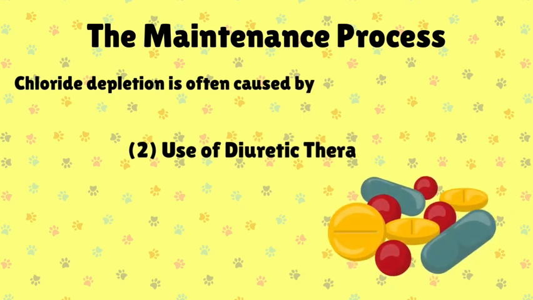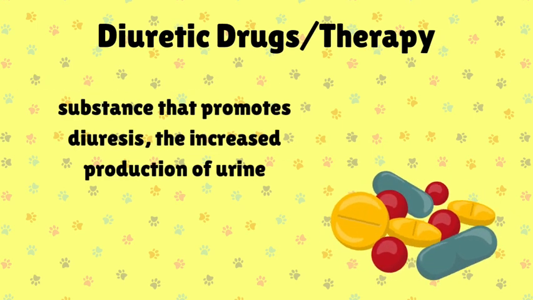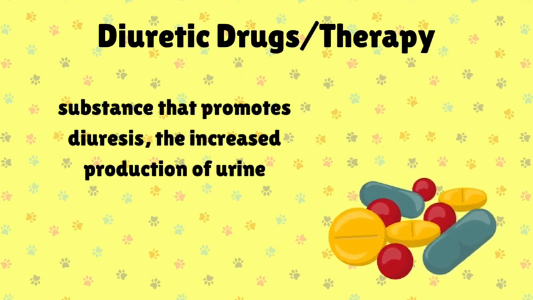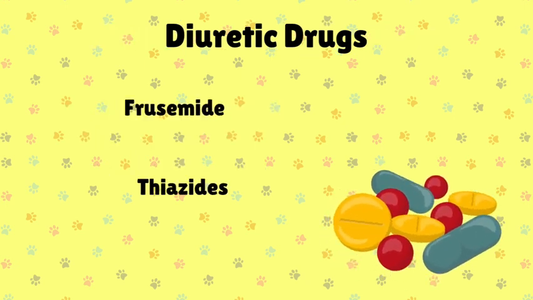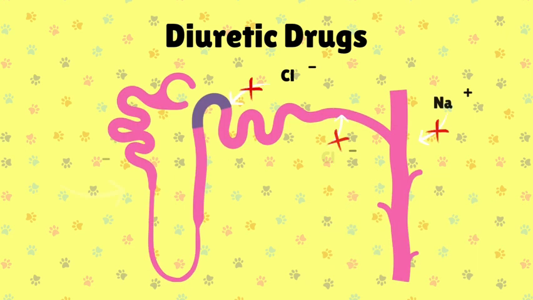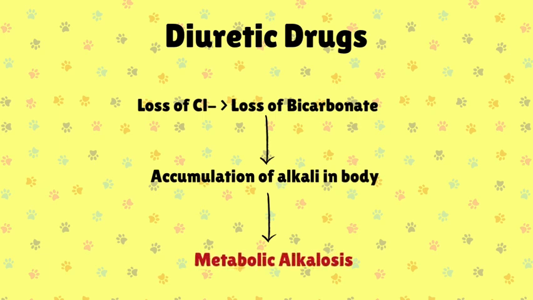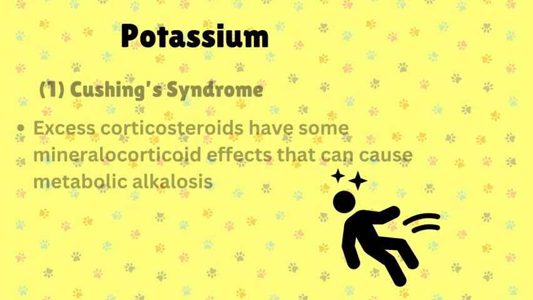Chloride depletion may also be caused by diuretic therapy. Diuretics are substances that promote diuresis, the increased production of urine. Diuretics such as furosemide and thiazides interfere with reabsorption of chloride and sodium in the renal tubules. Urinary losses of chloride exceed those of bicarbonate, which leads to metabolic alkalosis. The next cause is potassium depletion.